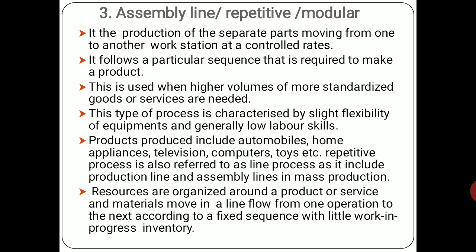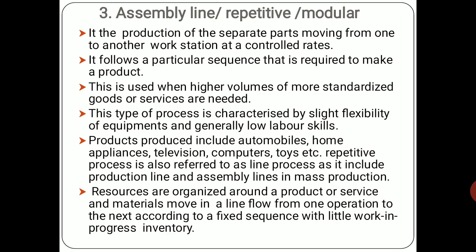Repetitive process is also referred to as line process, as it includes production line and assembly line in mass production. That means when you want to have high volume of goods, as I said earlier also, and they are highly standardized, then this type of assembly line can be used for mass production, where subcomponents can be produced differently and you just need to assemble them. Means you want to get it together to form the wholesome product.